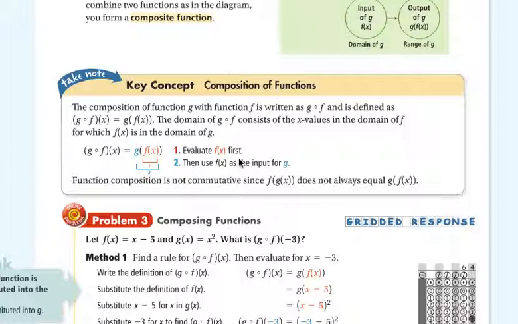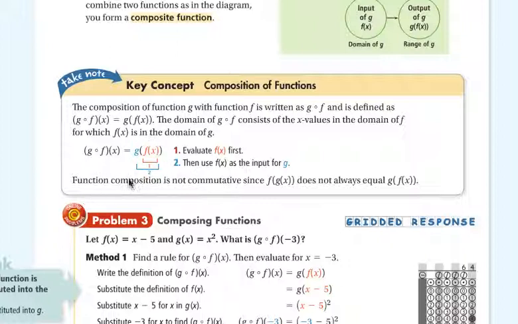I consider this like the onion rule. I'm going to start on my inside and work my way out. So whatever is closest to the x is the first part that's going to get worked, and then the second part is the g, which comes on the outside. Whatever the result of f goes into g, and then I'll work out g.